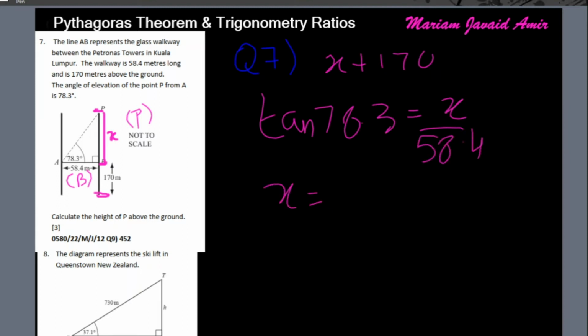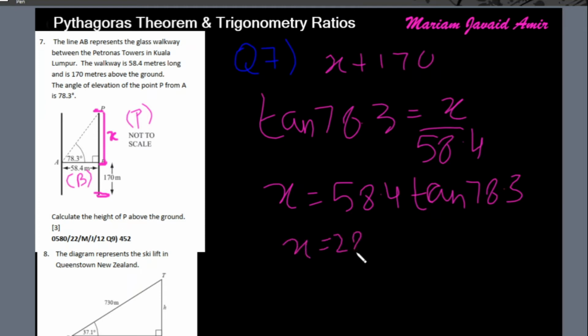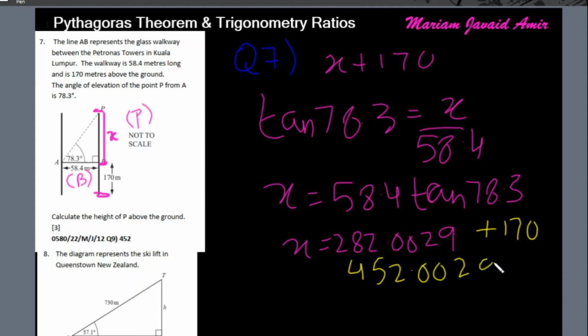Now x will be 58.4 times tan 78.3, which gives us 282.0029. In the end add 170 to it, which gives us 452.0029. So correct to 3 significant figures, this is the answer.